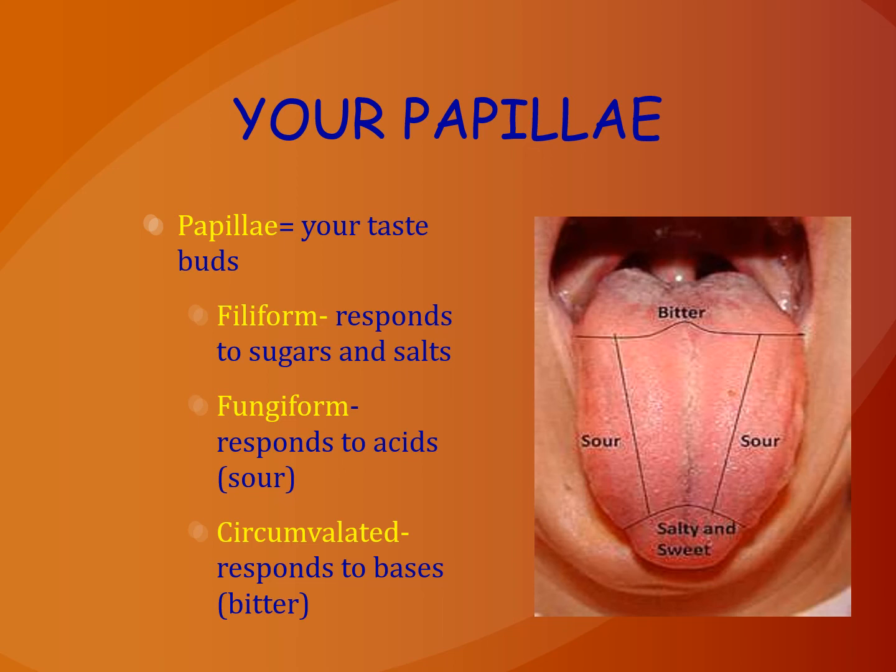And then way back in the back, we have these really big circular taste buds. These are called your circumvallates, and these respond to things that are bitter. This is why when we talk about foods having an aftertaste, it has a base in it.